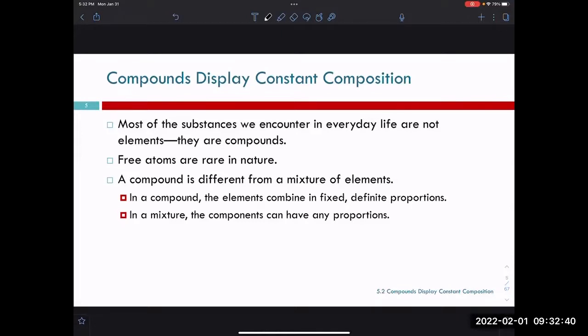They're different from mixtures, right? Because we talked about what mixtures are. They're just random assortments of different things. The proportions don't matter. In compounds, molecular compounds, the elements combine in fixed, definite proportions. Mixtures can have any proportions.